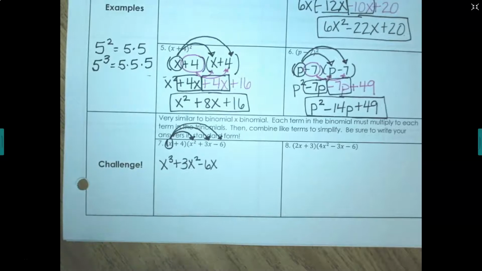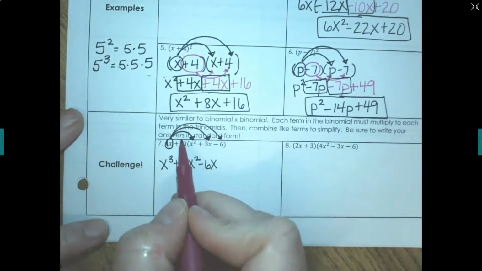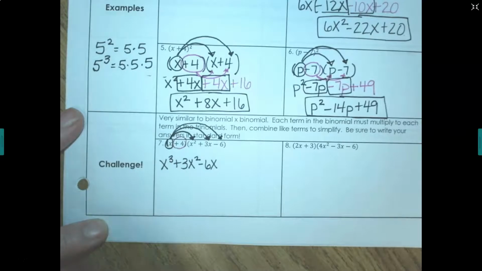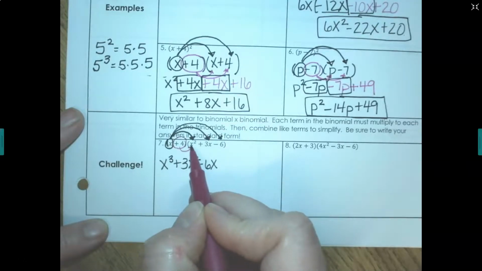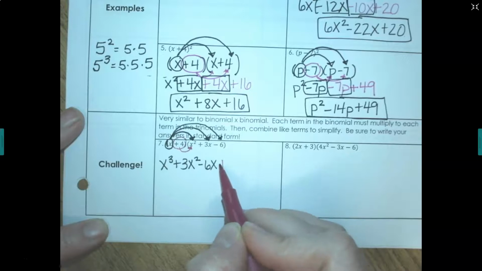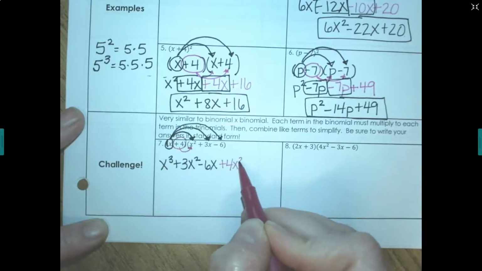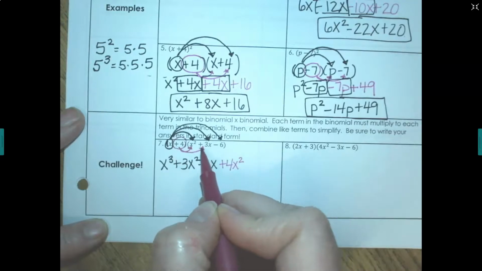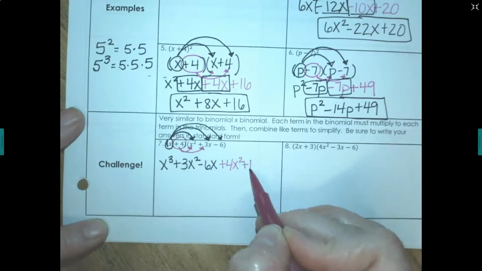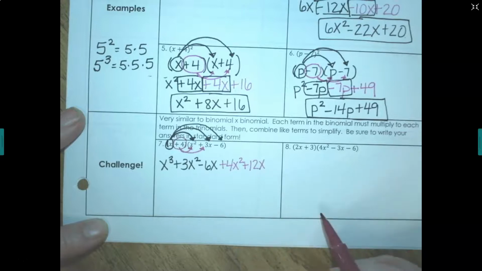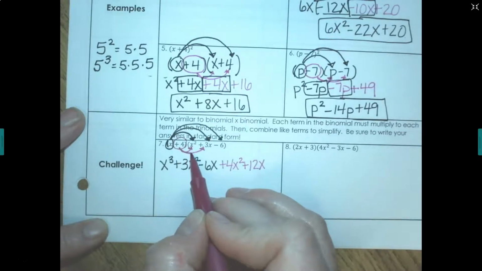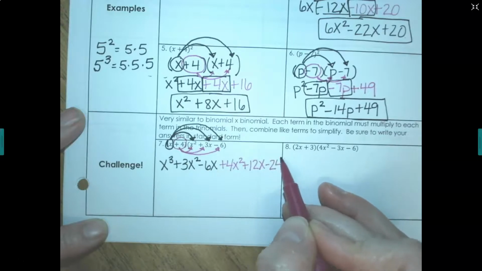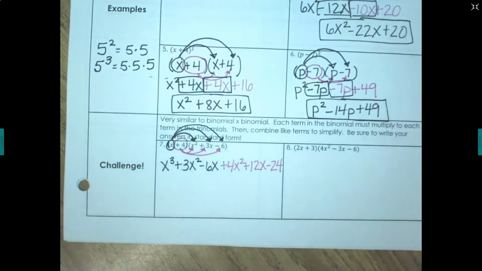Now I have not done that positive 4 yet. It's not been distributed. So we're going to take the positive 4 and we're going to do the same thing. Positive 4 times x squared will be 4x squared. Then I have positive 4 times positive 3x. That would be positive 12x. Then go back one last time. Positive 4 times negative 6 is negative 24.